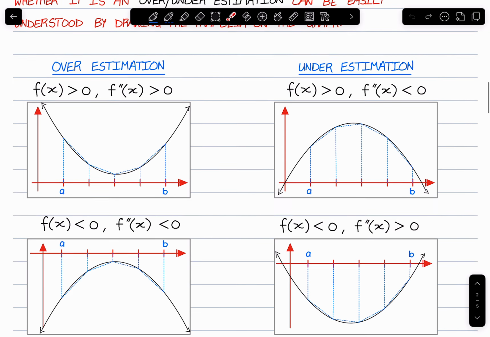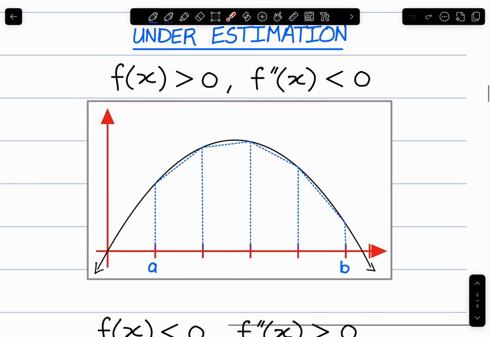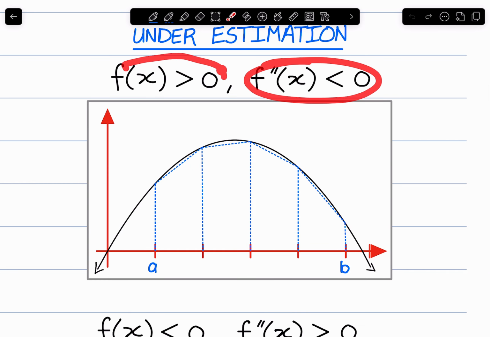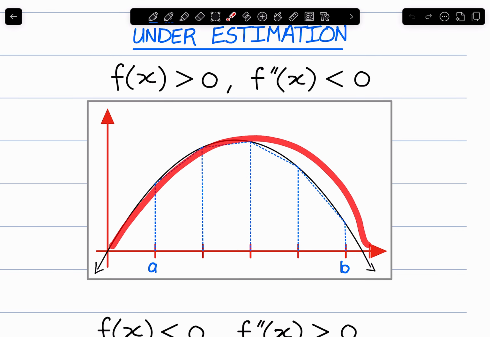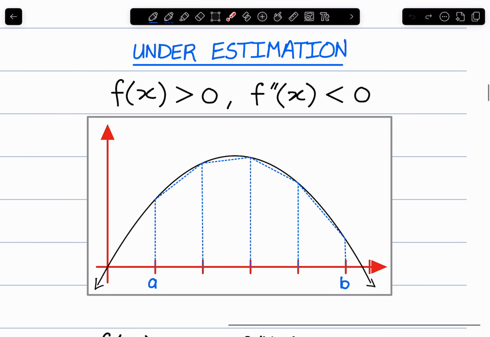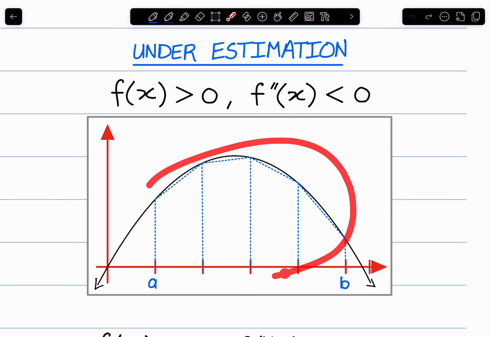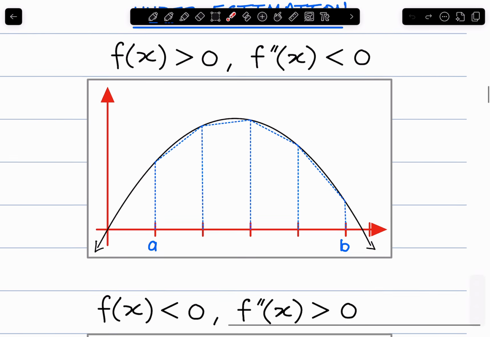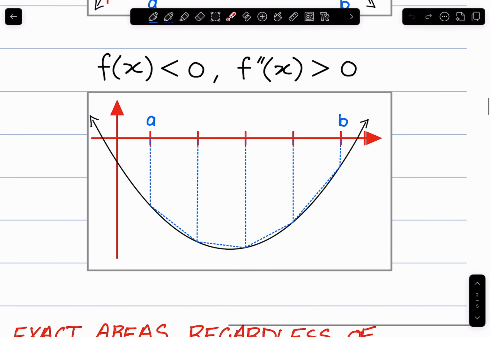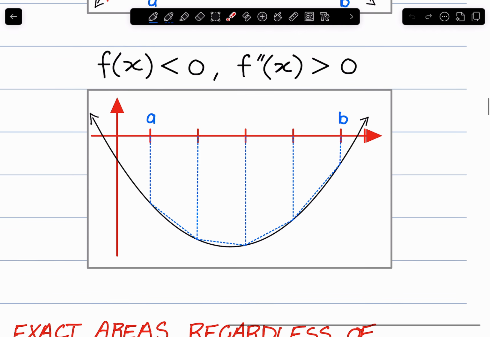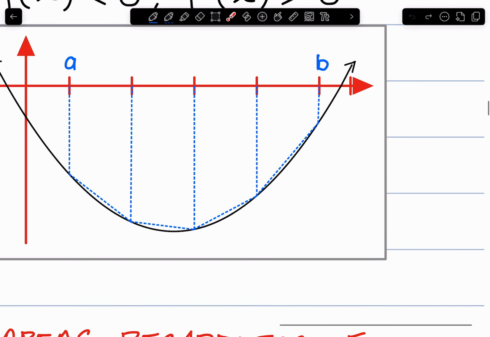As for an underestimation, if it's concave down on a function that is above the x-axis, this is an underestimation. And if you were to reflect all of this along the x-axis, you can see visually that this is also an underestimation, because when we calculate the area of this trapezium, we're actually missing this portion here.